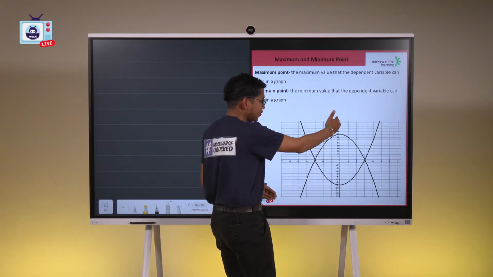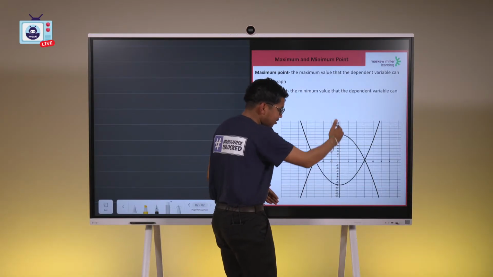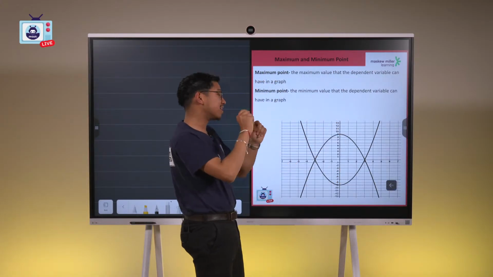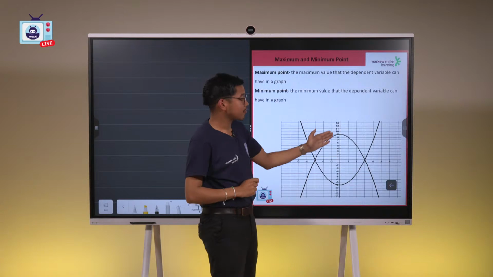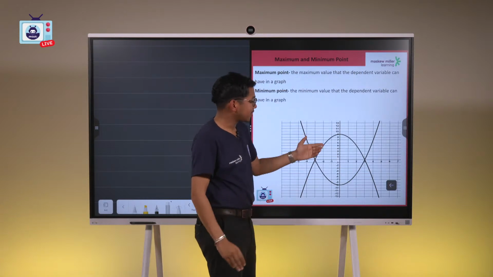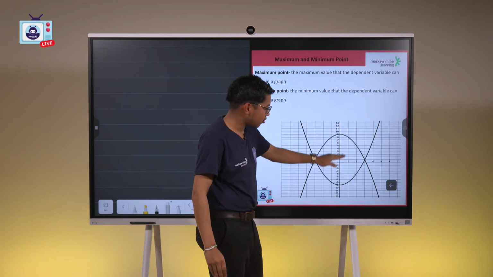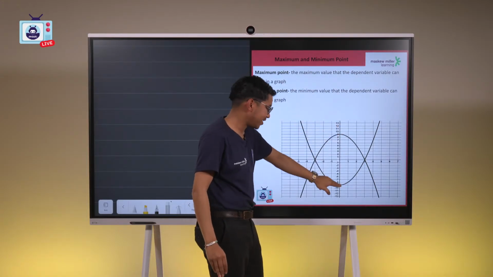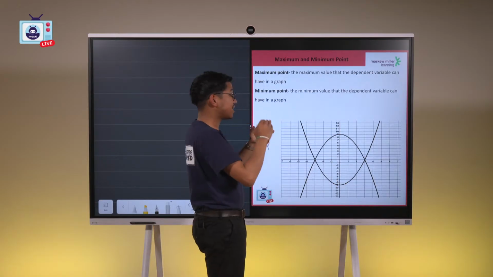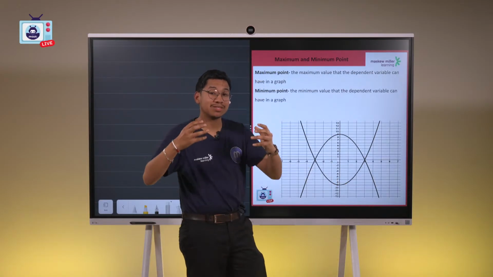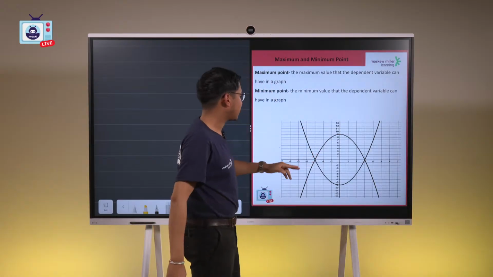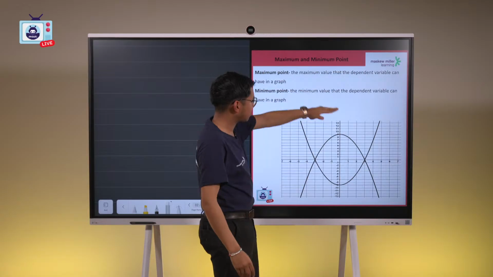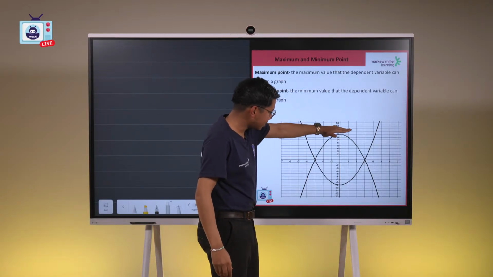So if we look at this dependent variable over here, the y-axis, what is the maximum number it is reaching? So there are two numbers that the graph is touching on this dependent variable. It is 9 and -9. That's very obvious. So now the maximum point is obviously the highest or the biggest number that is touching this graph. And we can see here clearly it is the number 9. That is the maximum or the biggest value that a graph can reach.